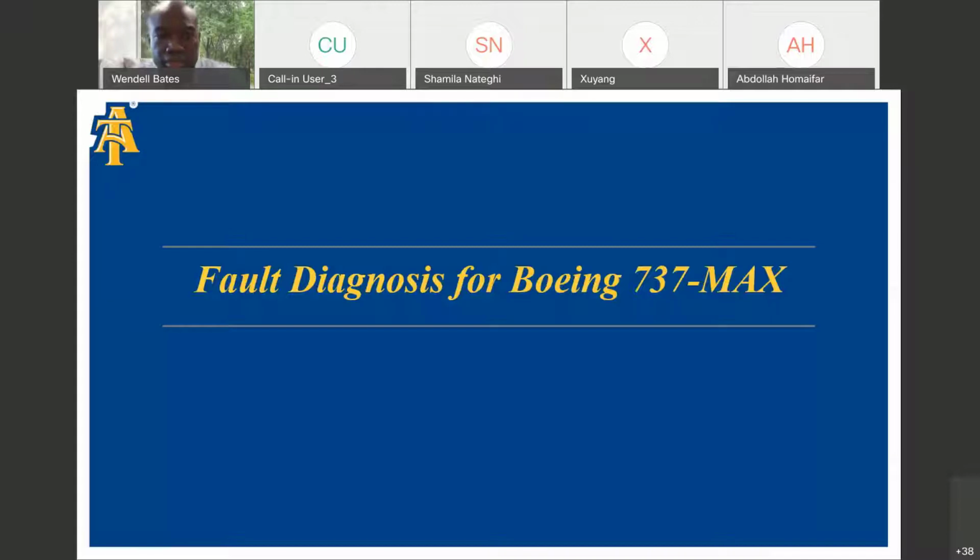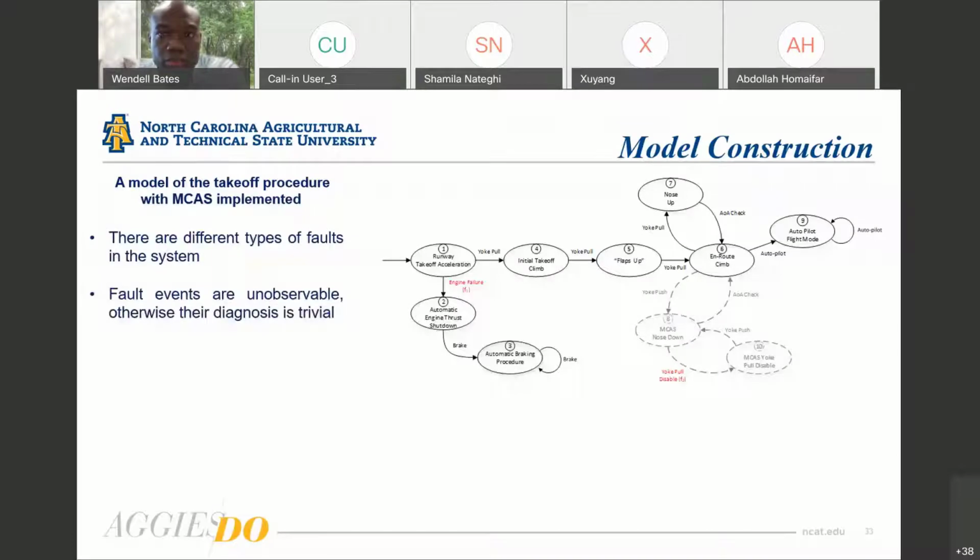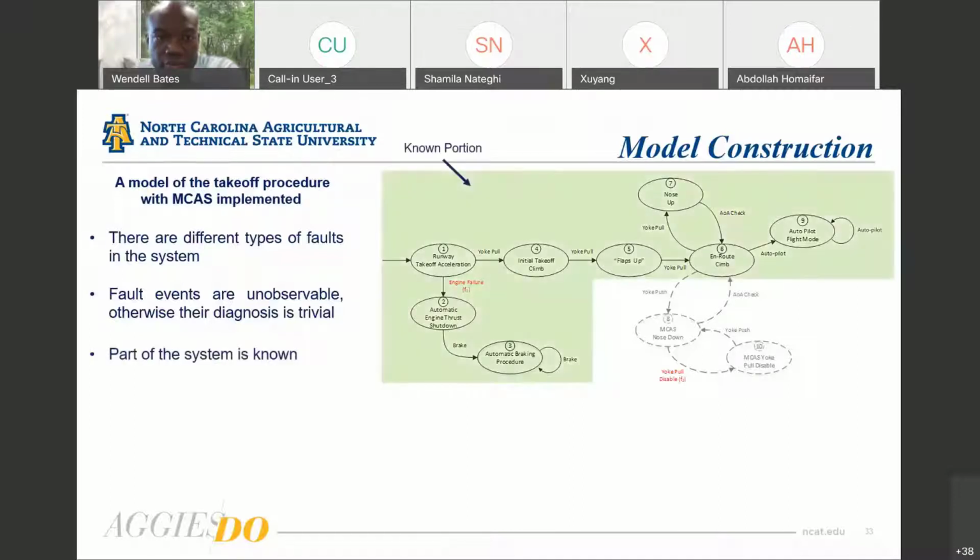And so now that we have our model, we can go into fault diagnosis for the Boeing 737 MAX. In the model that we've created, you see there are different types of faults within our system. Fault events are unobservable, otherwise their diagnosis is trivial. And so we have the known portion of the system, which we say is known because this is what pilots are trained on. This is what they're aware of.